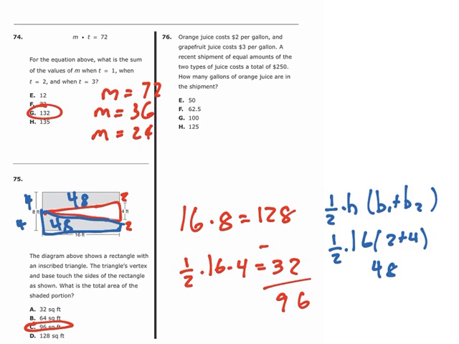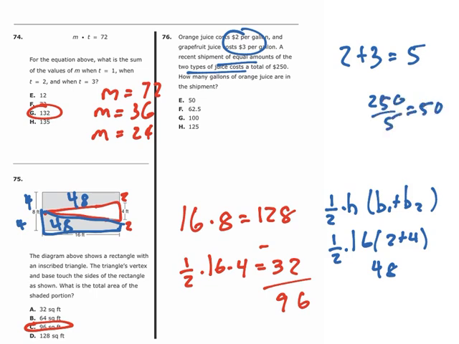So this one says we have equal amounts of both types of juice. Great. So I'm going to say, well, one batch of juice is 5. So 250 divided by 5 is 50. So I must have 50 of each, because 50 times 2 plus 50 times 3 is 250. So that one was pretty easy. It should just be 50.